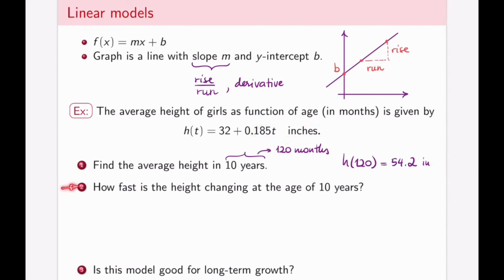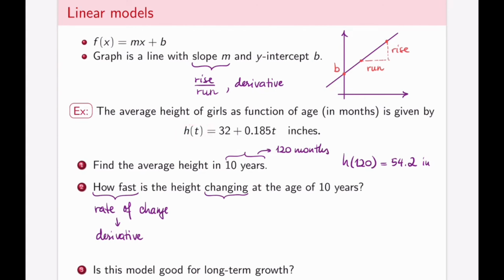The second question is asking how fast is the height changing at the age of 10 years. So not what the height is, but how fast is it changing? These are the keywords here that you should recognize from your Calculus 1 experience as something that connects the actual function with its derivative. The derivative measures the rate of change. How fast means we're interested in the rate of change, and the rate of change of a function is its derivative. So what we're going to do here is take our function h of t and take a derivative of it.